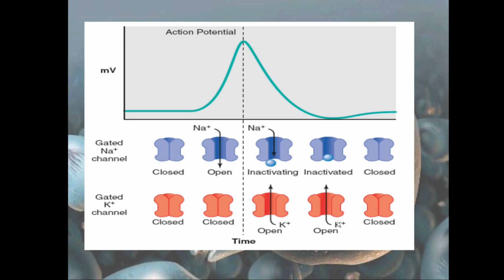Excessive efflux of potassium through the voltage-gated together with the leakage potassium ion channels can even cause hyperpolarization. Hyperpolarization means that the cell membrane becomes more polarized than at rest.